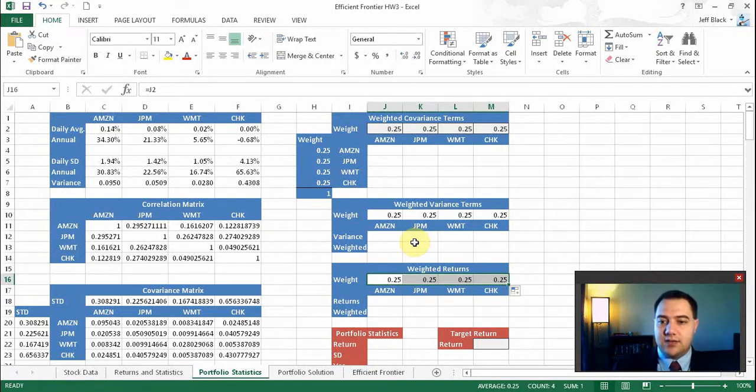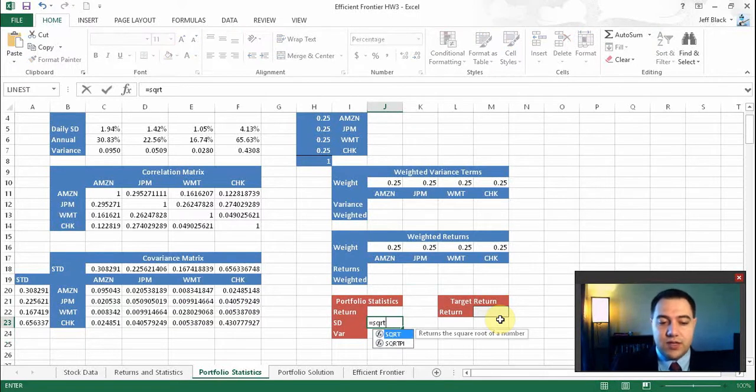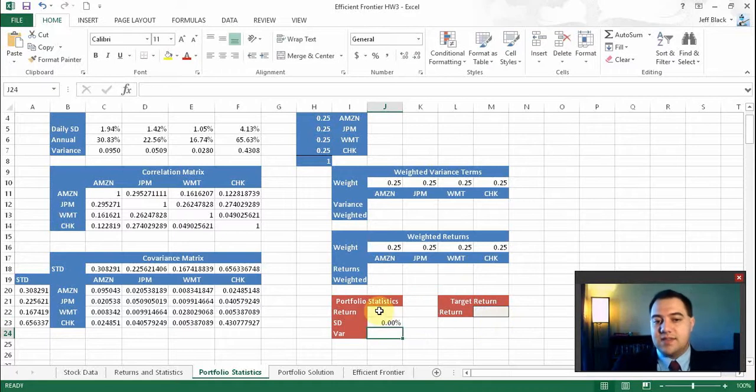Now I actually want to get into why we're doing this. We need to calculate these 3 cells here: return, standard deviation, and variance of the entire portfolio. I'll start you off with the easy one. The standard deviation is just going to equal the square root of the variance. Now, we still need to calculate the variance and the return.